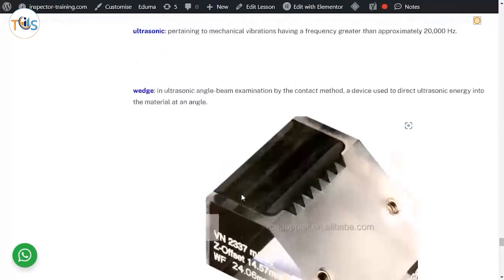And a wedge is practically something that protects the piezoelectric, and also positions the angle of the probe, so you would have an angle beam as well. So that's called a wedge, to direct the ultrasonic energy into the material at an angle. That's what the wedge is for.